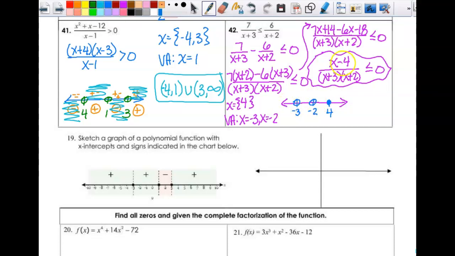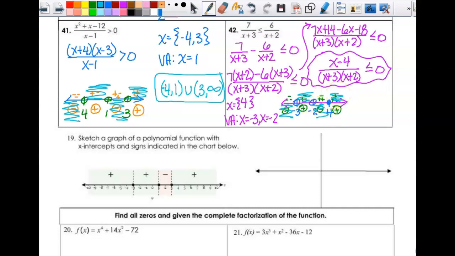Substitute in a negative 4 into here, I'll get negative, negative, negative. It's negative overall. So a negative 2.5 will give me negative, positive, negative. It's positive overall. 0 will give me negative, positive, positive. 5 would give me positive, positive, positive. Okay, so negative, positive, negative, positive.